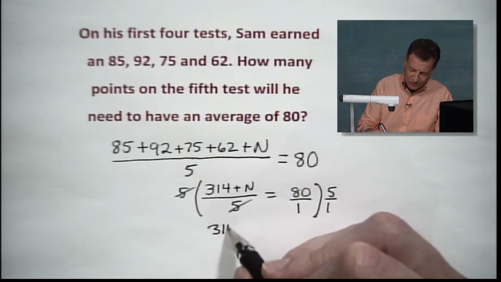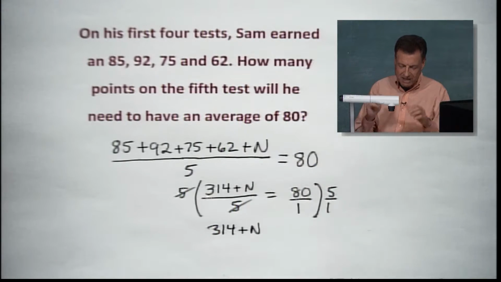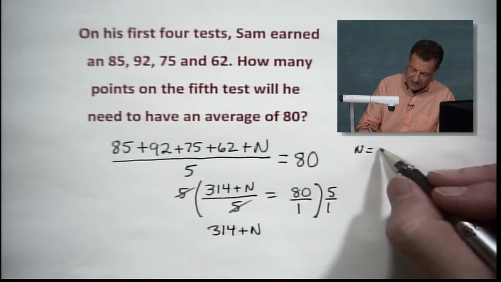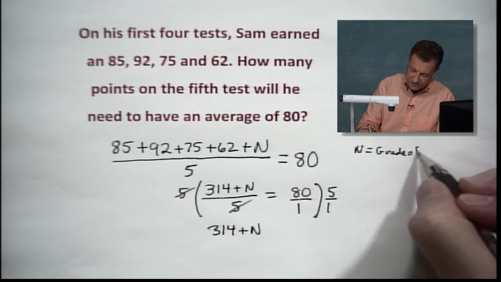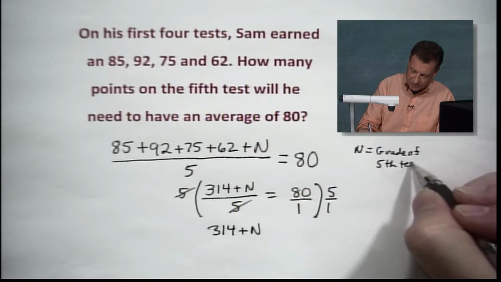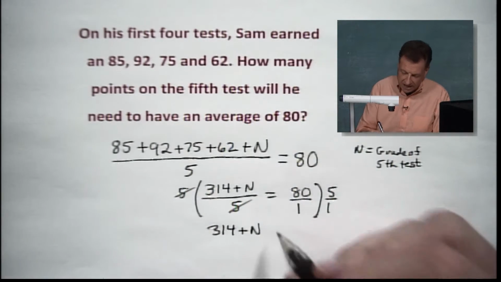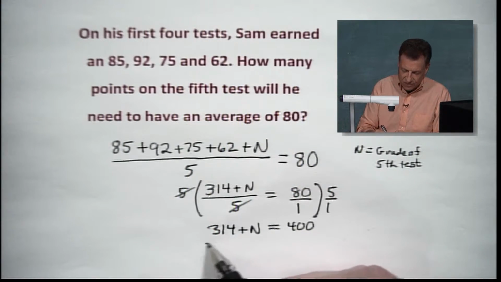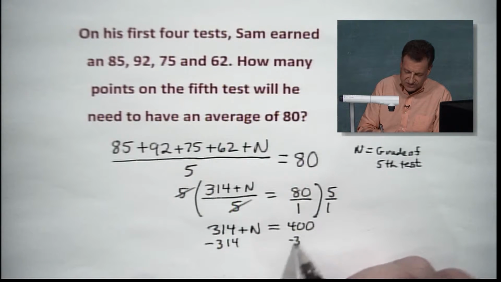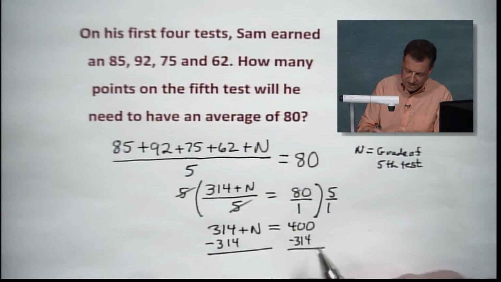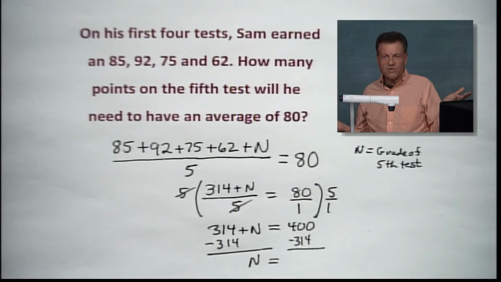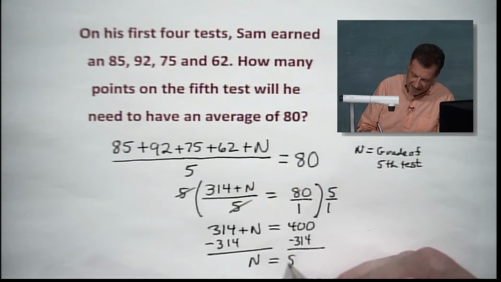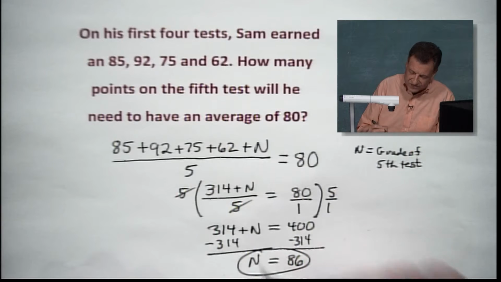So we got 314 plus this n, this nebulous n. By the way, I like for us to define these things. n is the grade of the 5th test, the infamous grade of the 5th test for Sam. And on the other side, we have 80 times 5, which is going to give us 400. Kick that 314 over to the other side. That's what we want to do. And all of a sudden, things look smoother. Now, what's 400 minus 314, you may say? Think about money. Go to the calculator if you need to. It's going to give us 86. And my friends, that's what he needs.